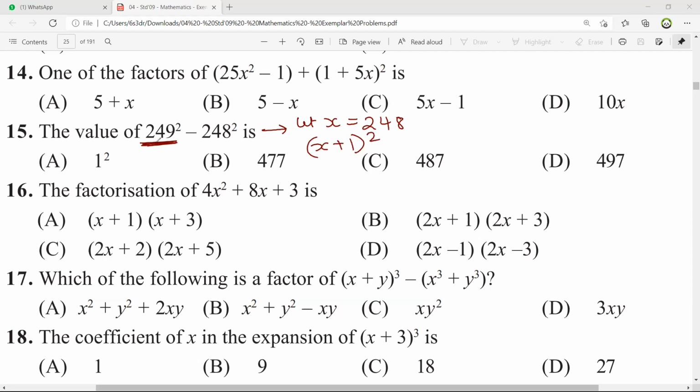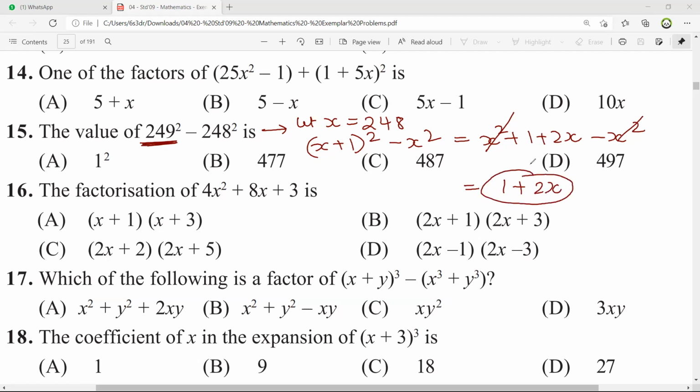Why? Because x plus 1 is 249. x plus 1 whole squared minus x squared, because 248 is our x, so this becomes x squared. So what you can do now is basically this is x squared plus 1 plus 2x minus x squared. So you have this and this get cancelled, and then you have 1 plus 2x remaining. So that is again going to give you the same answer. That is going to give you 497 itself.